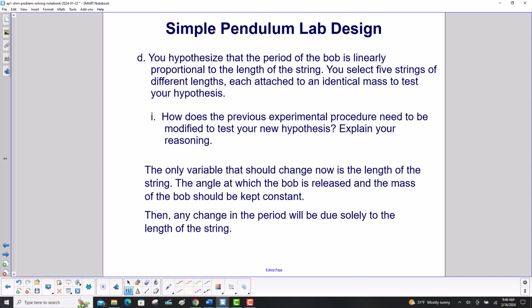You hypothesize that the period of the bob is linearly proportional to the length of the string now. How does the previous experimental procedure need to be modified to test your new hypothesis? The only variable that should change now is the length of the string. The angle at which the bob is released and the mass of the bob should be kept constant. Then any change in the period will be due solely to the length of the string.